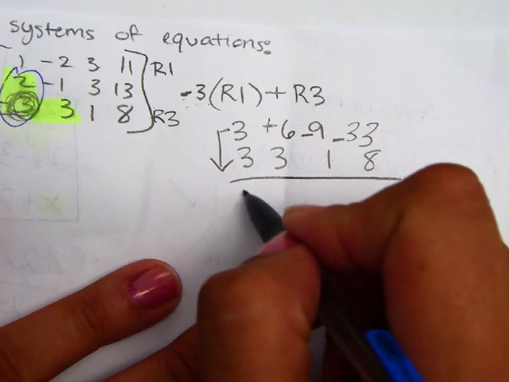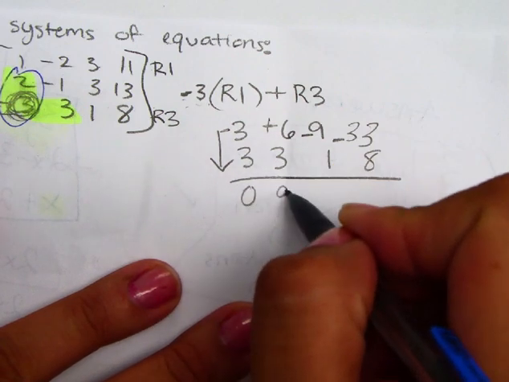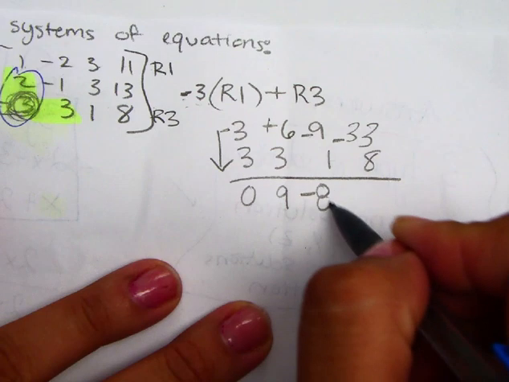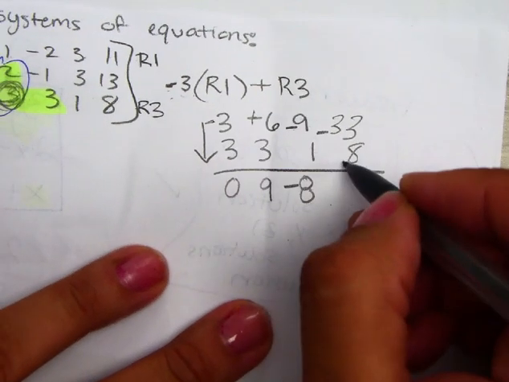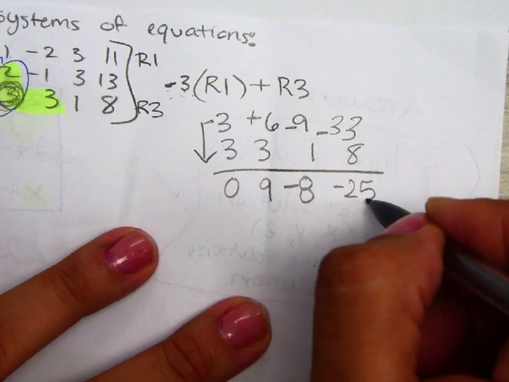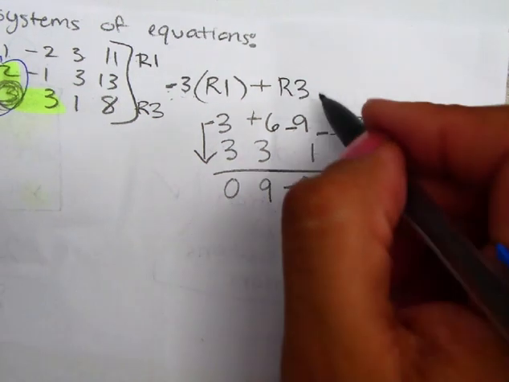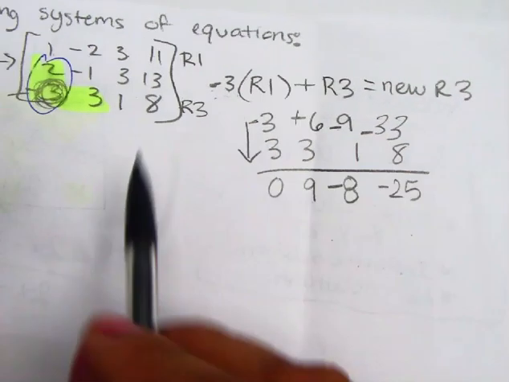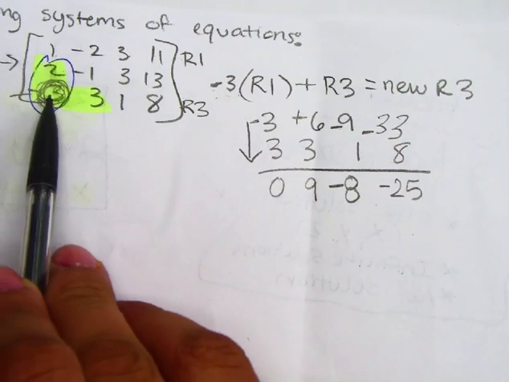So negative 3 plus 3 is 0. 6 plus 3 is 9. Negative 9 plus 1 is negative 8. And negative 33 plus 8 is going to be negative 25. So this is your new row 3 because we're focusing on this 0.